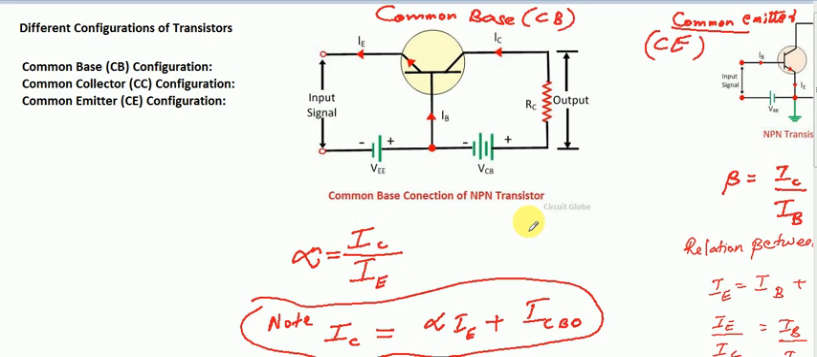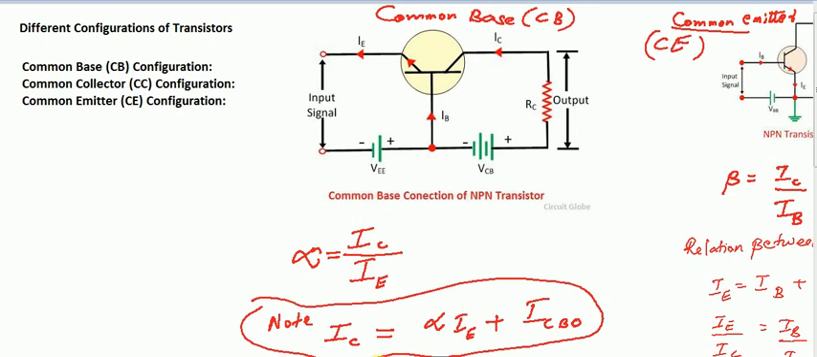So the solution is to use one terminal as a common for both input and output. That is the need for using various configurations in a transistor. We have three different configurations for a transistor. The first one is common base configuration, the second one is common emitter configuration, and the third one is common collector configuration.